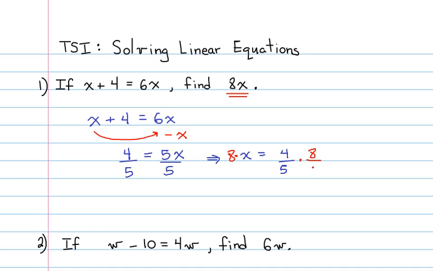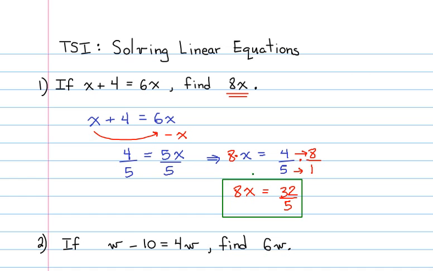Now keep in mind, multiplying by 8 is the same thing as multiplying by 8 over 1. On the left side, we now have our 8x, and on the right side I just have to multiply these two fractions. To multiply fractions we can just go straight across, so 4 times 8 gives us 32, and 5 times 1 gives us 5. So let me put a box around this. We can say that 8x is equal to 32 over 5.